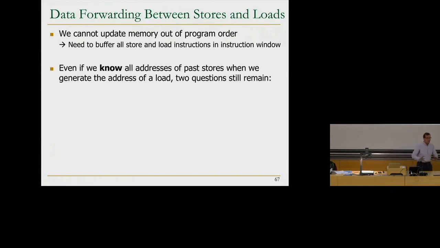Now I'm going to sidestep the problem. I'm going to say, even if we know all of the addresses of past stores, this is still complex. So when we generate the address of a load, two questions still remain. One is, how do we check whether or not it's dependent on a store?